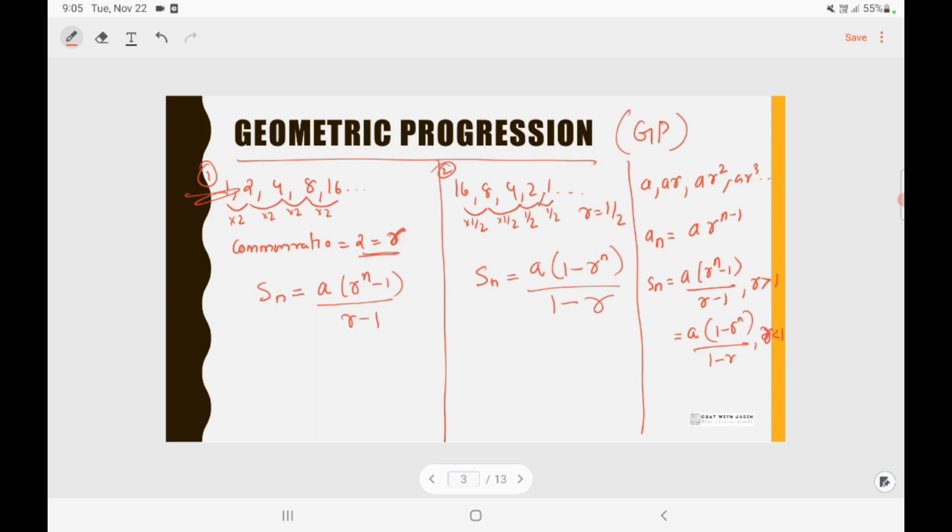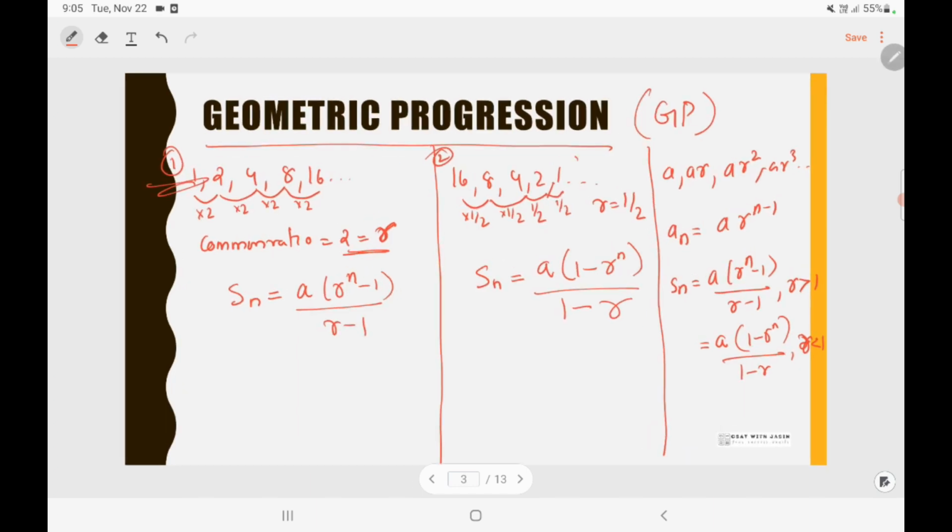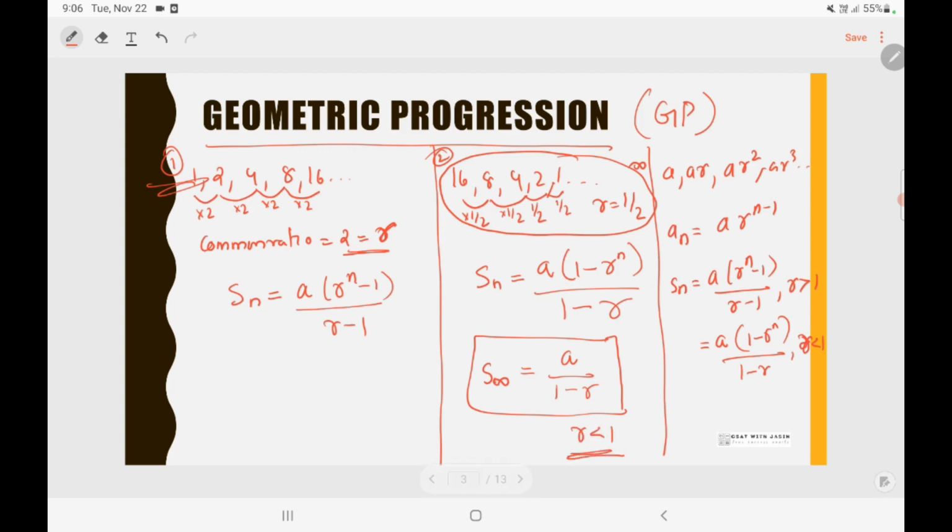Also, if this GP, the second example, is going on infinitely, if there are infinite terms in the series and you are asked to find the sum of all these terms, that is, the sum until infinity, then S infinity is equal to a by 1 minus r. This S infinity is applicable to those GPs in which r is less than 1. If r is less than 1, then you can find the sum of infinite terms of a GP, and that equation is a by 1 minus r. So you need to understand all these equations very well.